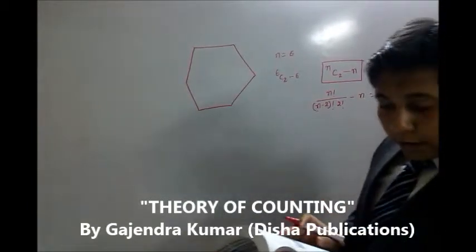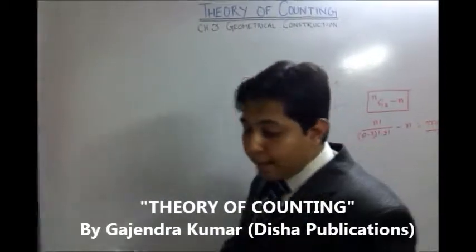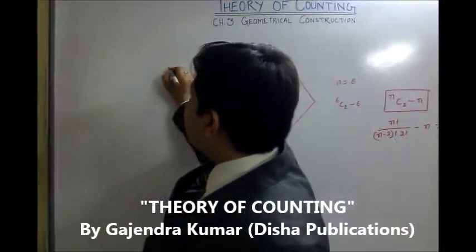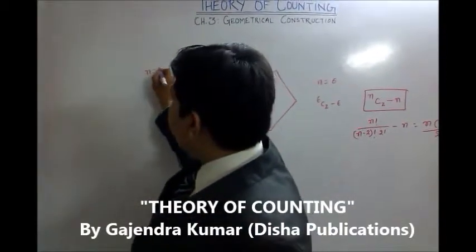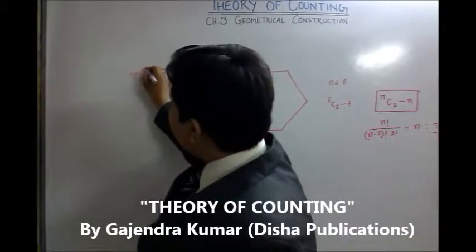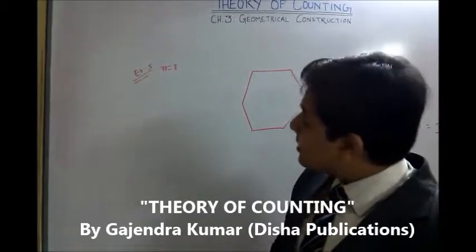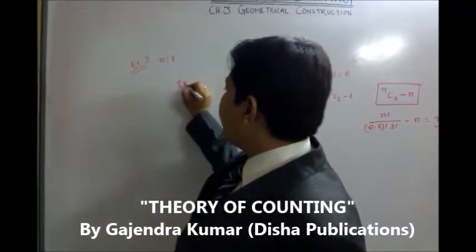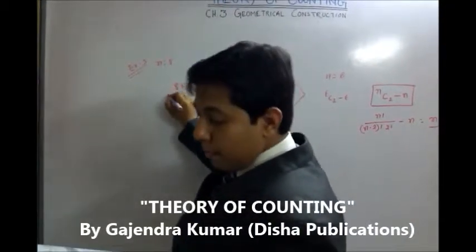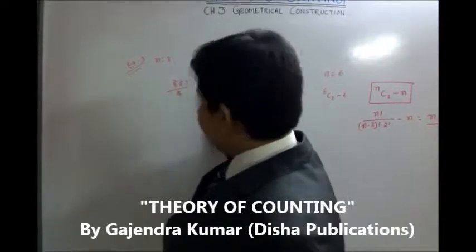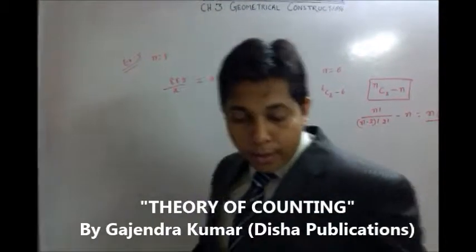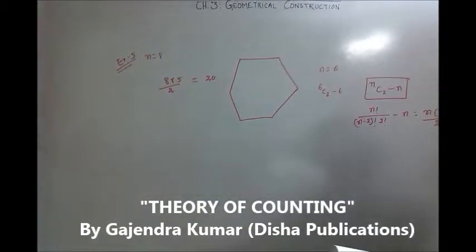Now example 5 on the same concept. What is the number of diagonals of an octagon? Octagon means 8, so n is equal to 8 given to us. It is example number 5. So how many diagonals are there? 8 into (8 minus 3), that is 5, by 2. That means 20.